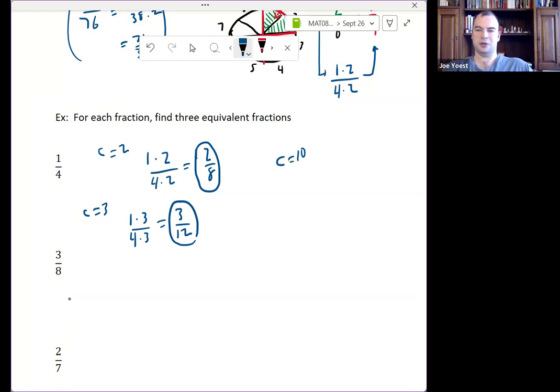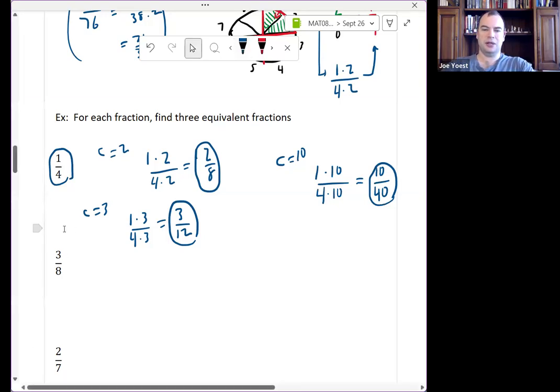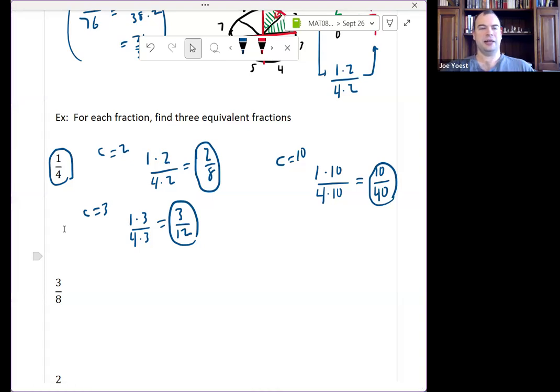Maybe I could pick c equals 10. 10 is usually an easy number to multiply by. As long as I multiply on both the top and the bottom, my fraction stays the same. 10 divided by 40. All of these fractions, all of these 4 circle fractions, represent the same quantity, the same number, just written in different forms. The same way that we say 1 plus 1 equals 2, I could think of the quantity 2 as being 2, or I could think of it as 1 plus 1. Same kind of idea here.